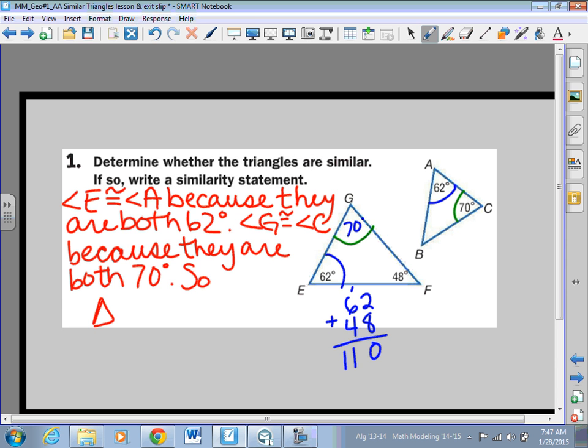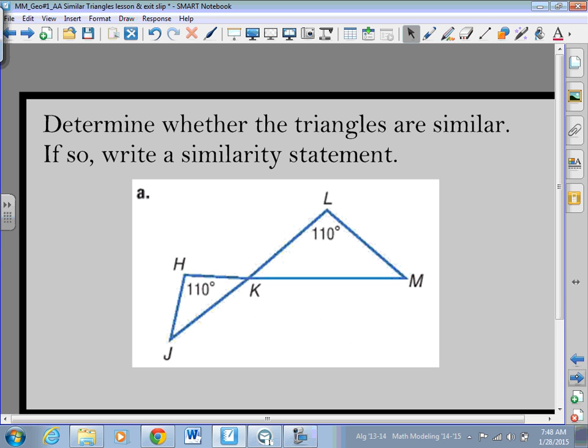So if we say triangle EGF is similar to triangle, and if I started with E, that was my 62, so I'm going to say A, and G was 70, so C, and then B, not D. B. So we said A, C, B. Okay, so make sure that's in your notebook. Let's go ahead and do another one.